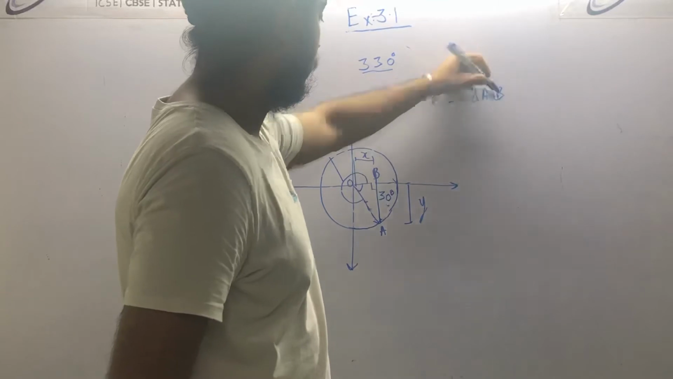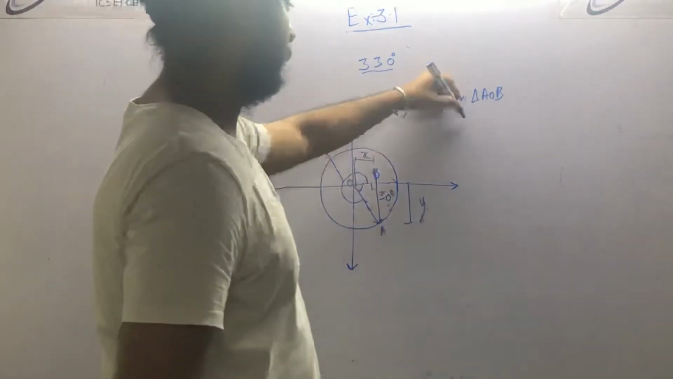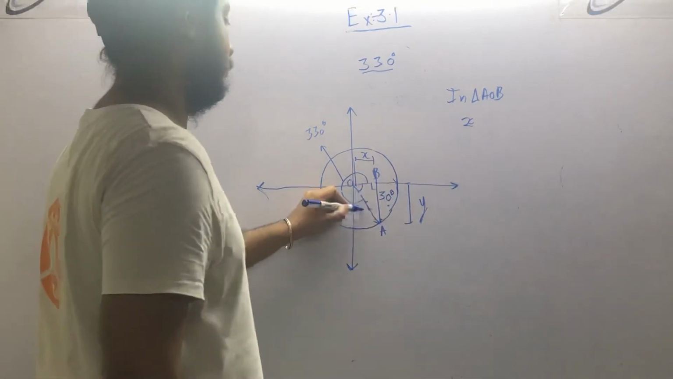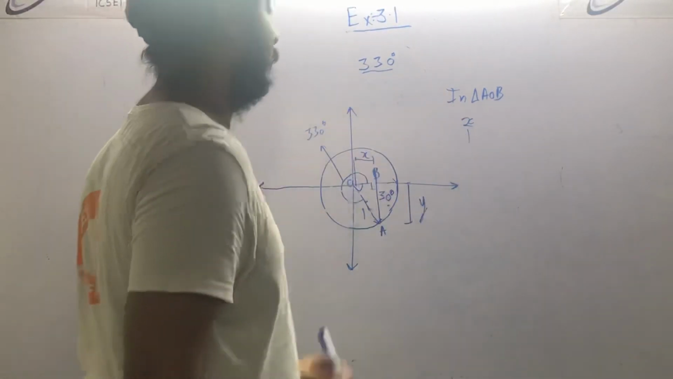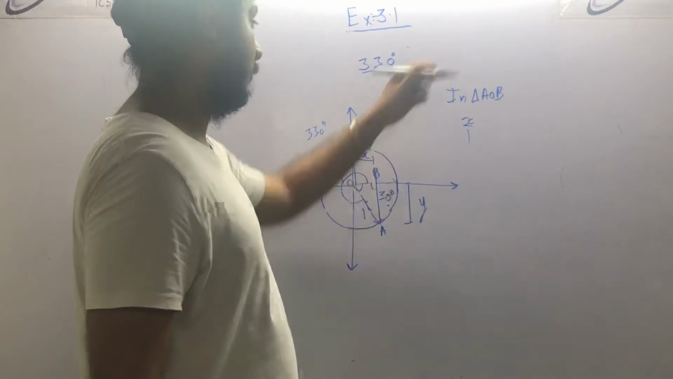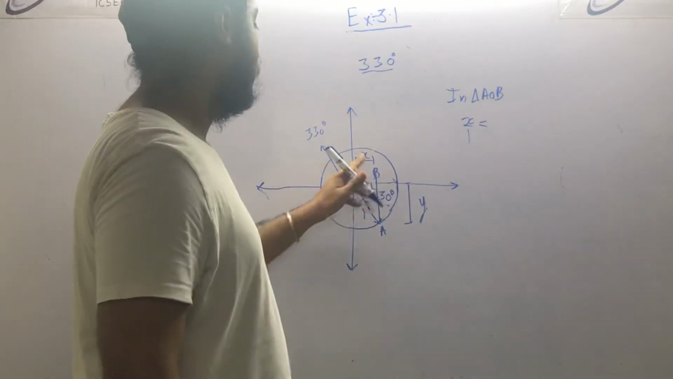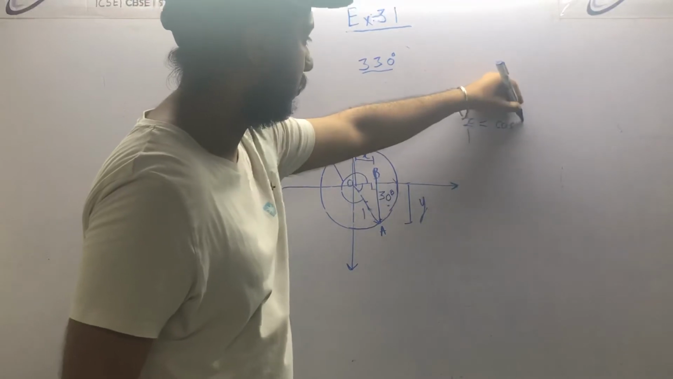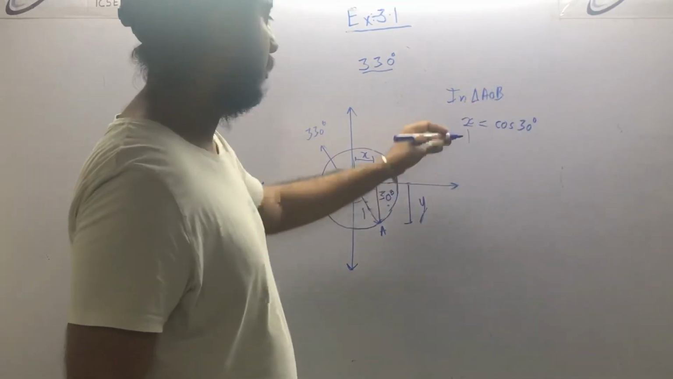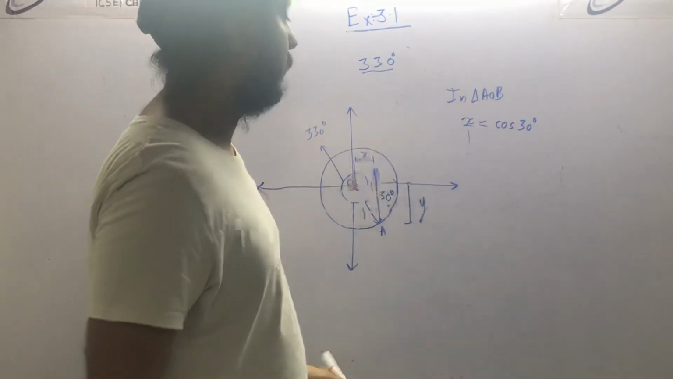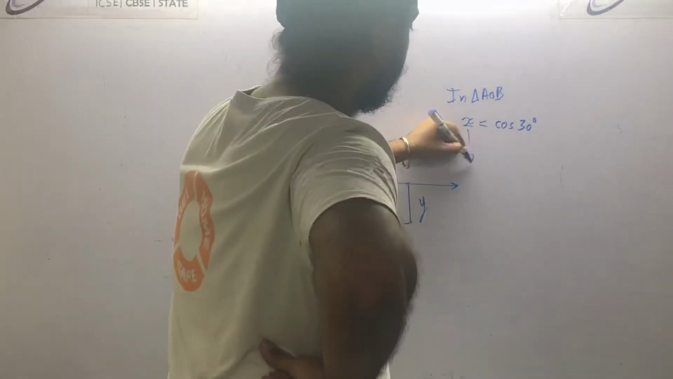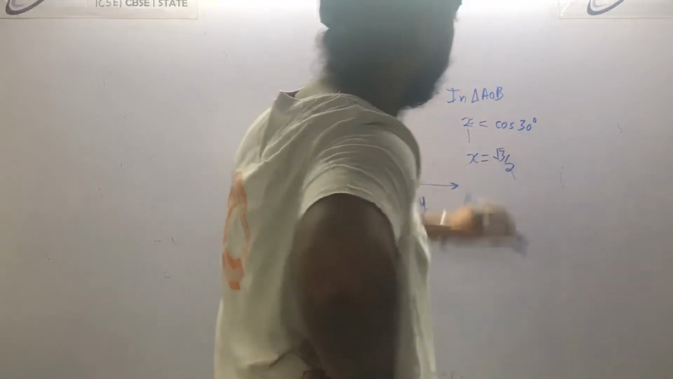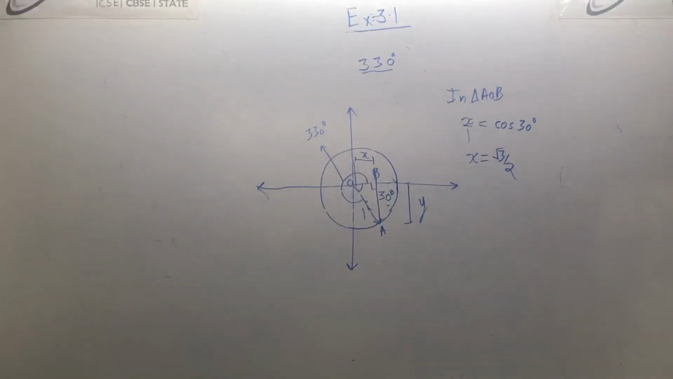AOB? X is the base upon hypotenuse. Hypotenuse is 1 unit, the radius is 1 unit. So 1 is the hypotenuse. X upon 1 will be how much? Base upon hypotenuse is cos 30. So X is equal to root 3 by 2. I hope that is clear.